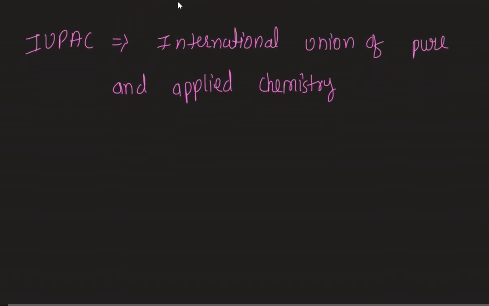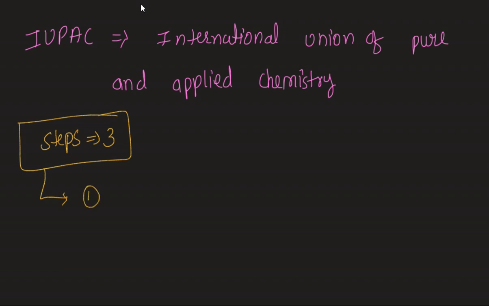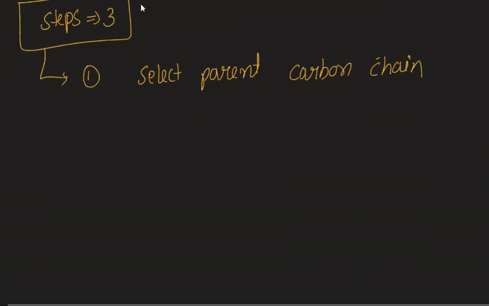Right, so let us go with how to write the IUPAC name, step by step. There are a total of 3 steps. In the first step, we are going to select the parent carbon chain. Now you will ask, ma'am, how to select the parent carbon chain? Can you take it randomly? 80% of students make mistakes while selecting the parent carbon chain. There are a few criteria to follow.